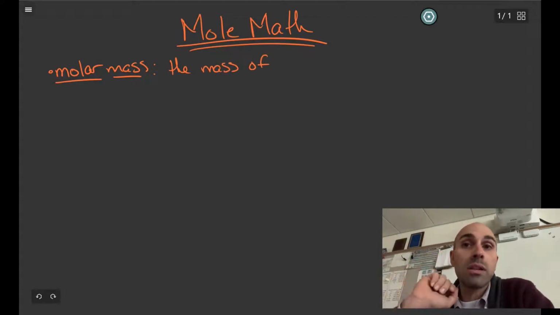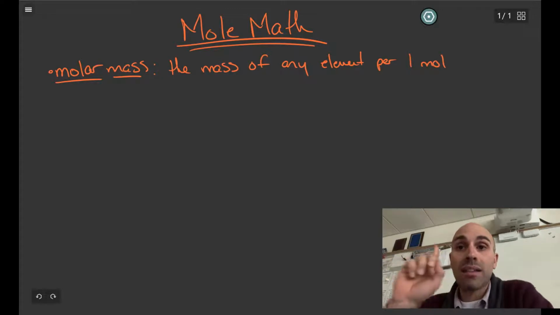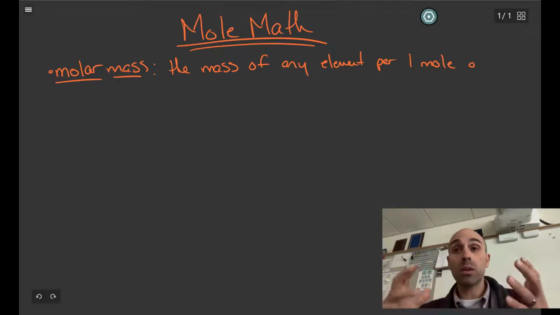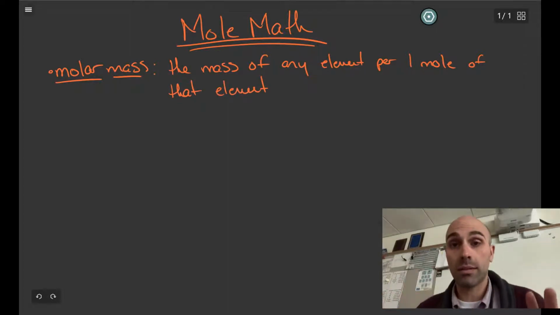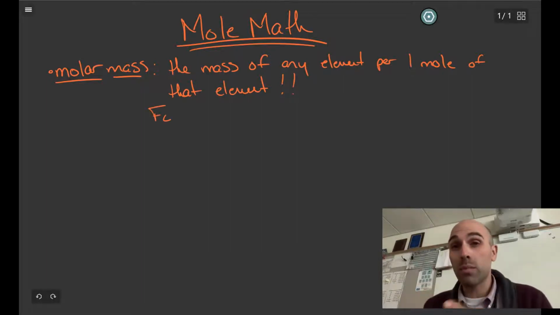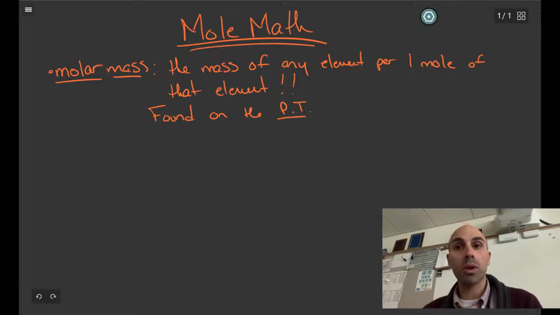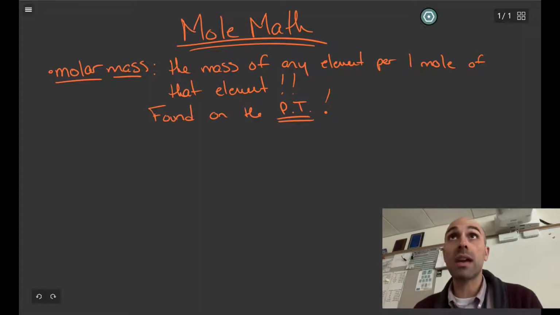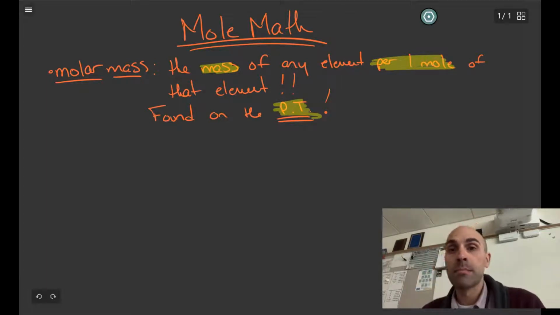Okay, so terminology, or term number 1, molar mass. So the molar mass is exactly what it states. It's the mass of any element found on the periodic table. It's the mass of 1 mole of that element. So when you're looking at the periodic table and you're looking at the masses, those are all the molar masses. Chlorine, 35.45. Oxygen, 16.00. Hydrogen, 1.01. Those are all of the molar masses. They're always per 1 mole. Most of the time we'll say, for example, carbon, 12.01 grams per mole. It's the mass per 1 mole. It's found on the periodic table.